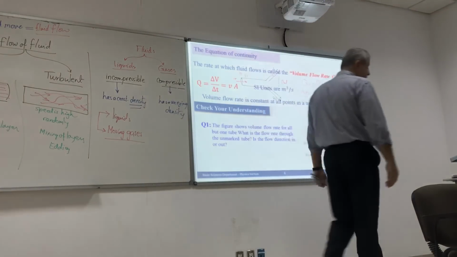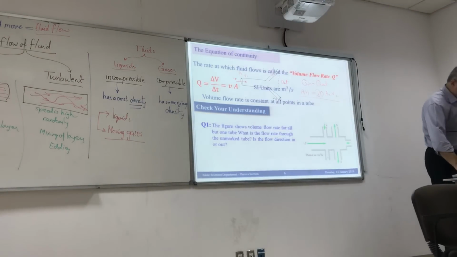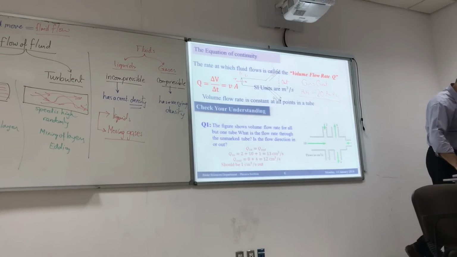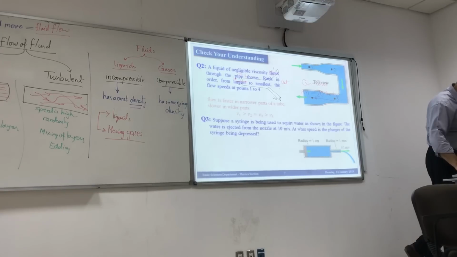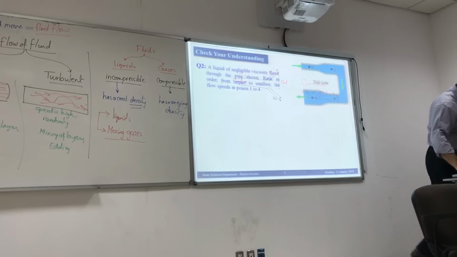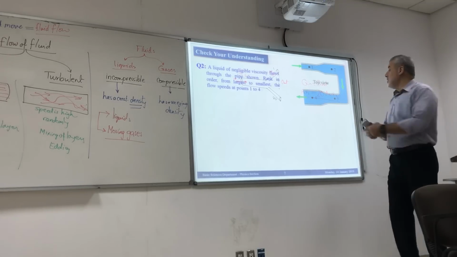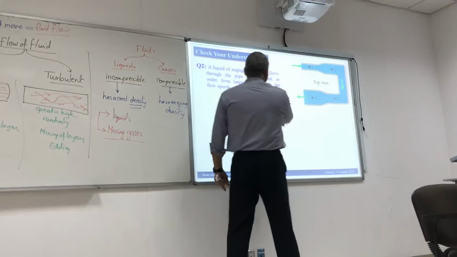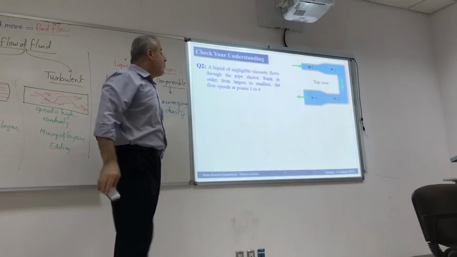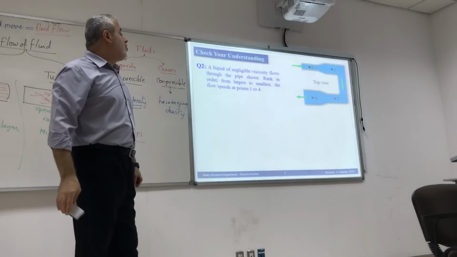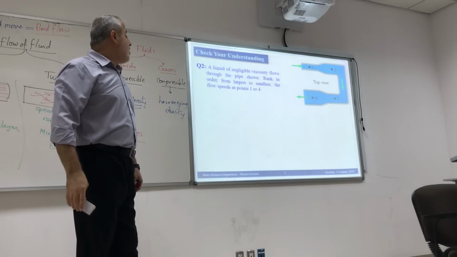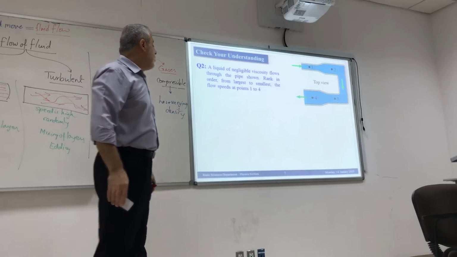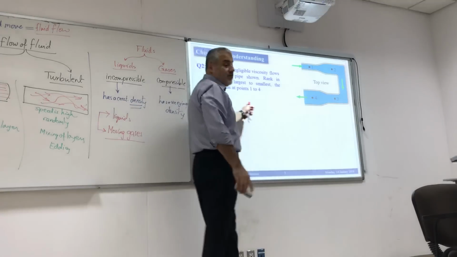Let us solve these two questions, and another problem I will solve next time, God willing. According to the question, liquid of negligible viscosity flows through the pipe shown. Rank in order from largest to smallest the flow speed at points 1 to 4.